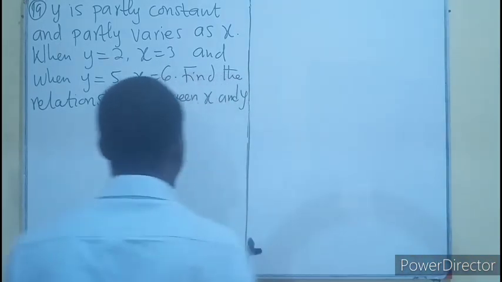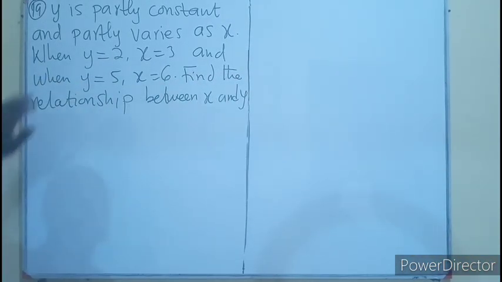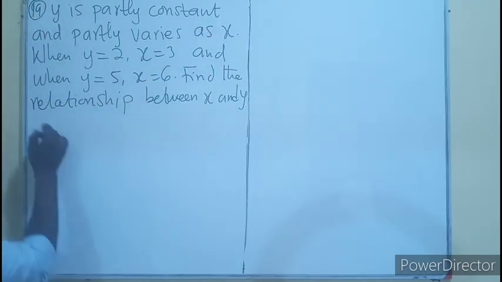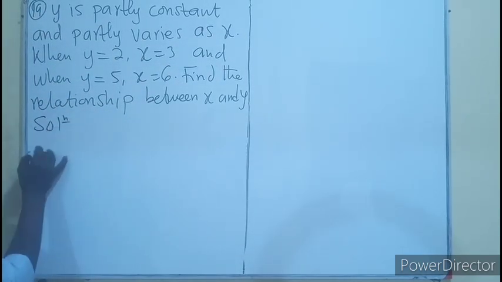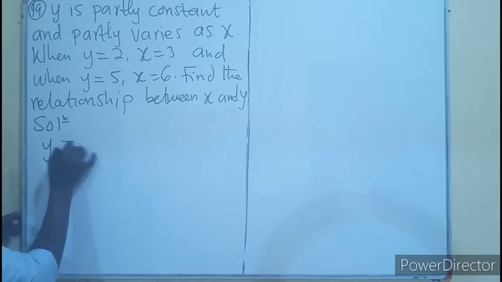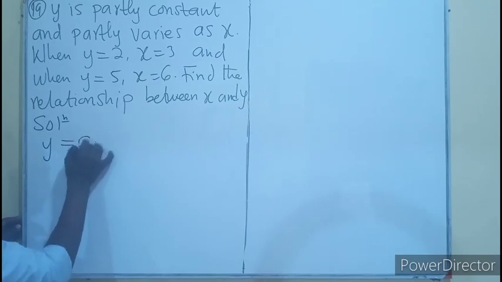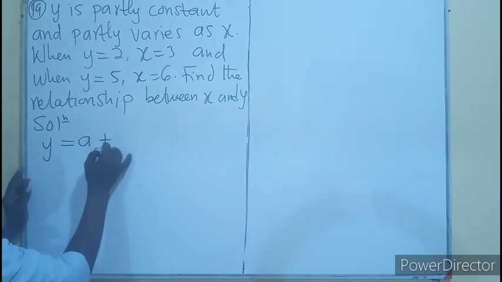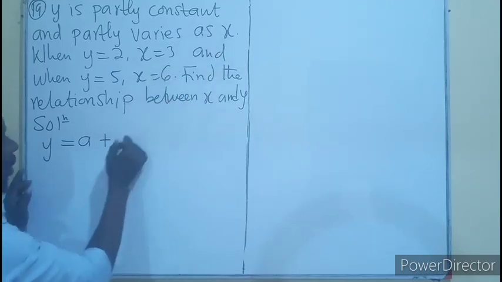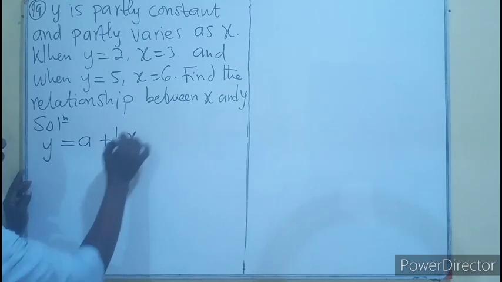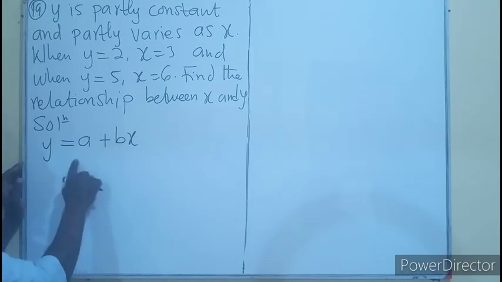So y is varying, which is the dependent variable, and this is the independent variable. So we are going to have y varying partly as a constant. Let me let that constant be a. Then it also varies as x, where the constant of variation is b, and that of x. Where a and b are both constants.